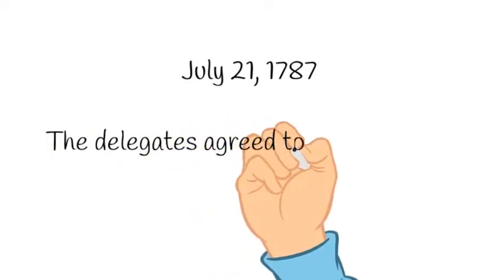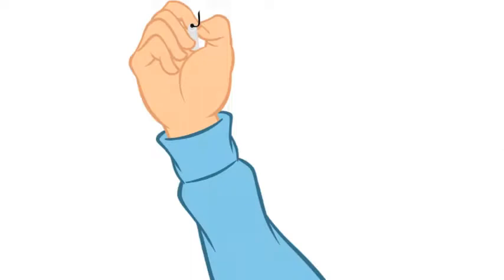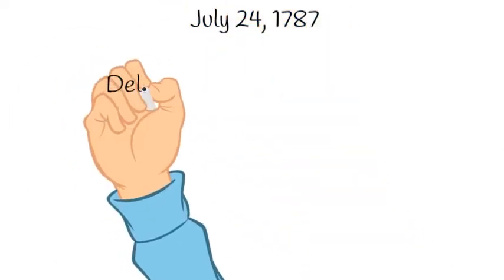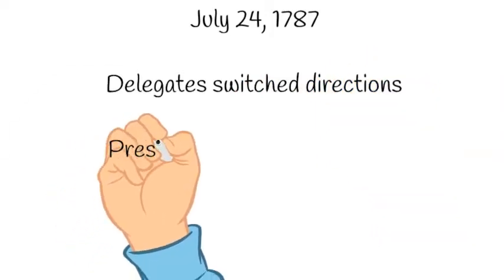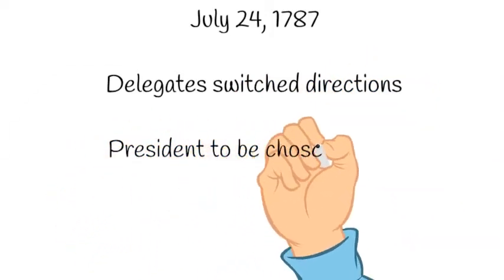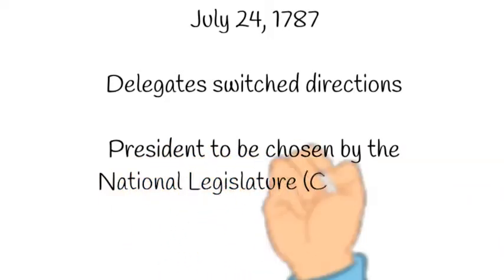On July 21, 1787, the delegates agreed to the Electoral College. On July 24, 1787, the delegates switched directions and agreed again for the president to be chosen by the national legislature, or Congress.